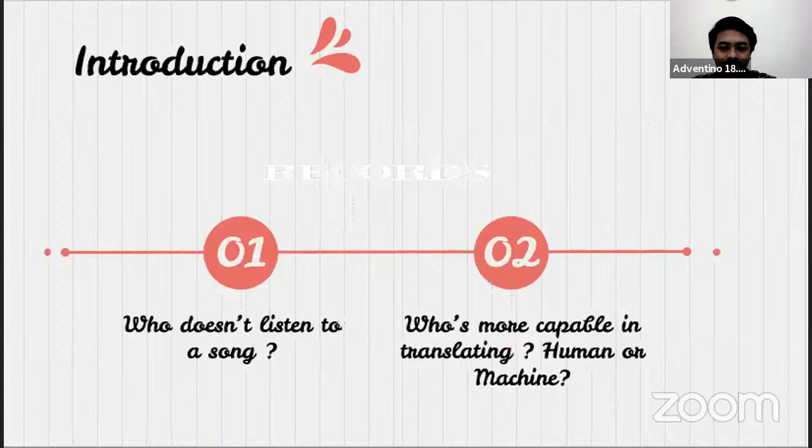Okay, first, so who doesn't listen to a song, right? Nowadays, everyone has ever listened to a song that is usually used as a support value for some circumstances. From the old, young, and even children, all enjoy listening to a song. So talking about song, my object today is about Walt Disney Records that I'm going to examine to see who is more capable in translating, human or machine. Here, I examine the work of Sogi Indra Duaja as the official translator of Disney songs in the Indonesian language. I search how he translates each word and assembles it into a nice and accurate song.